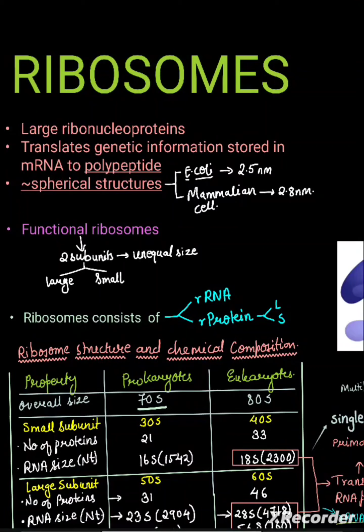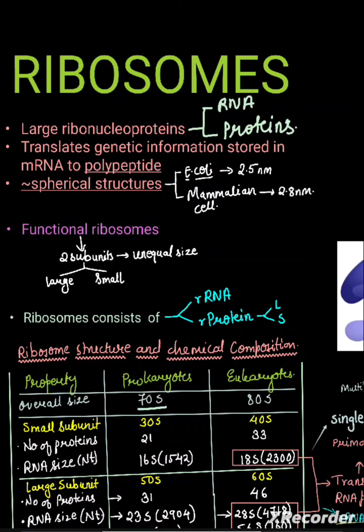In today's lecture video, we will be talking about ribosomes. Ribosomes are organelles made up of large ribonucleoproteins. What I mean by ribonucleoproteins is that ribonucleo means they are made up of RNA, and they are also made up of proteins. Okay, they have proteins in them.